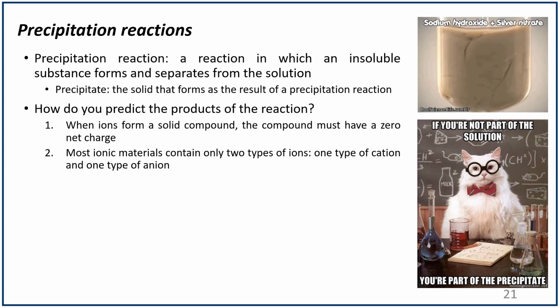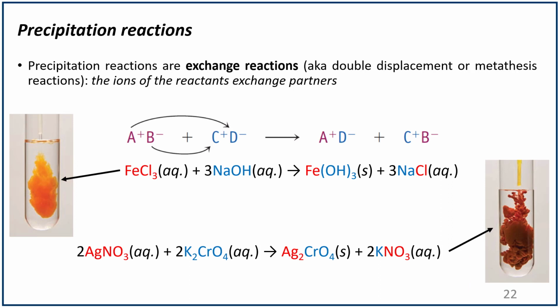between two ionic compounds, you must know solubility rules. Okay? Now, precipitation reactions are also called exchange reactions, or in some cases, double displacement or metathesis reactions.